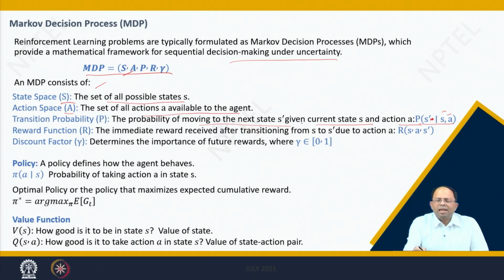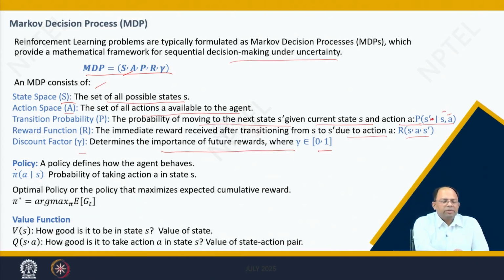But usually in real-life problems, we will have a transition probability to which state, depending on the action, it will vary. Then there is a reward function, an immediate reward received after transitioning from S to S dash due to action A that you are taking. So that is the immediate reward that we are getting. And then we are also determining a discount factor gamma that determines the importance of future rewards, and that value will be within 0 to 1.